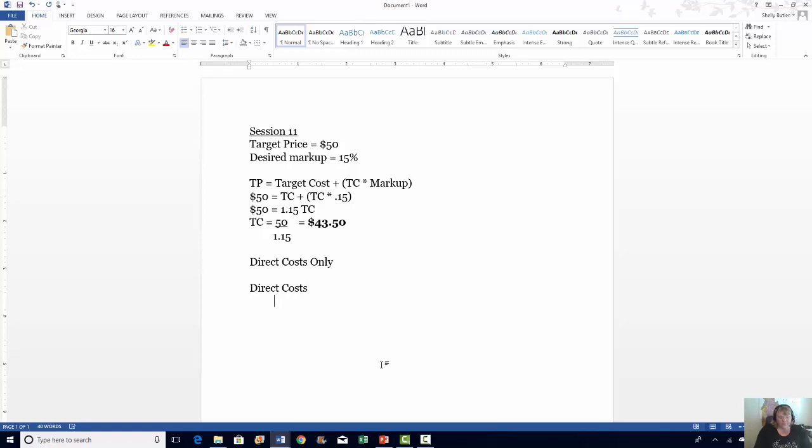Okay, so we have direct materials. And those were, tab over, $15. And direct labor is $12. And our direct fixed costs, I didn't go far enough. Let's do one more tab. Is $4. And our variable overhead is $8.